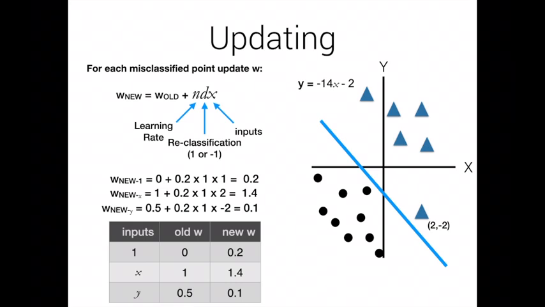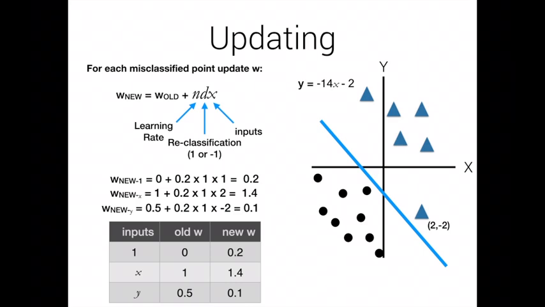And if we make those calculations for both our x and y weights, we end up with new weights of 1.4 and 0.1, which we can rearrange into the equation for the line of y equals minus 14x minus 2. And then what we end up with is a new line, which is admittedly poorly drawn by me, but it means that the triangle is well within the top group. So it only took one step to get there.